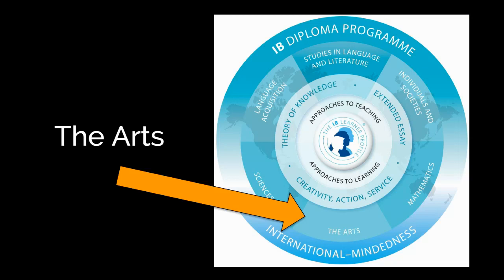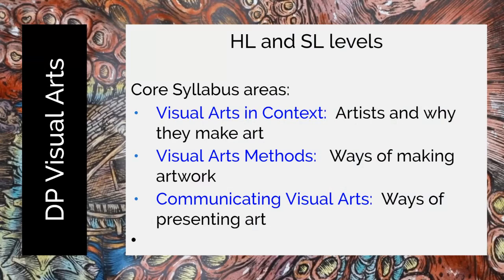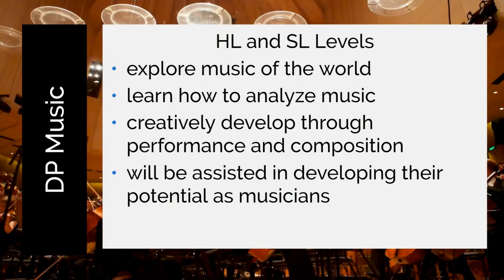For student 6 subject selection, one option is to explore the arts. At the IA, we offer visual arts at both the HL and SL levels. Students learn about analyzing art and the choices artists make. Additionally, they complete an exhibition of their own art pieces using a variety of different mediums.